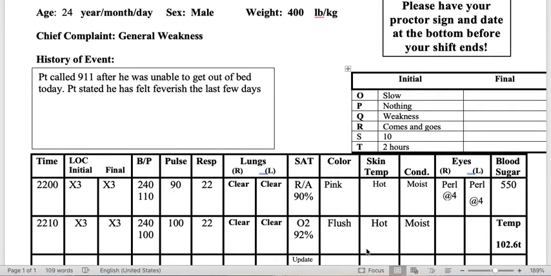OPQRST, whatever is appropriate. If this is a medical patient with some type of complaint that it works for, use it. So it's a slow onset. Nothing makes it better or worse. It just feels really, really weak. It comes and goes. It's a 10 out of 10 scale, and it started about 2 hours ago.